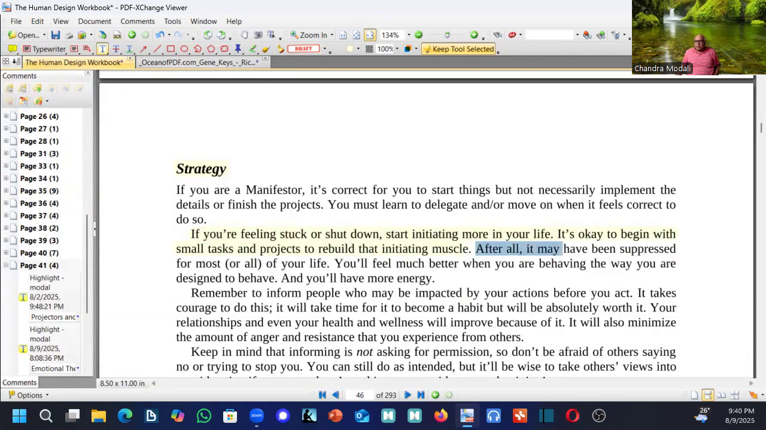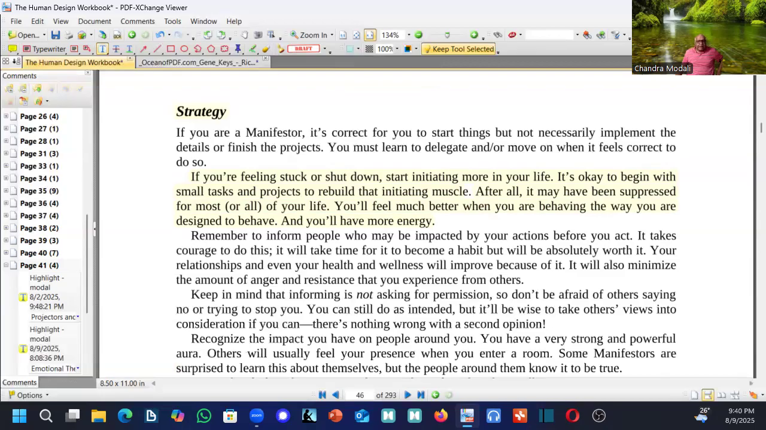After all, it may have been suppressed for most of or all of your life. You will feel much better when you are behaving the way you are designed to behave, and you will have more energy. So it's basically to identify if you are feeling stuck, identify your core strengths, understand them, and start acting accordingly. This becomes a sort of pattern through which we can guide ourselves from a difficult position to an easy position. Remember to inform people who may be impacted by your actions before you act.